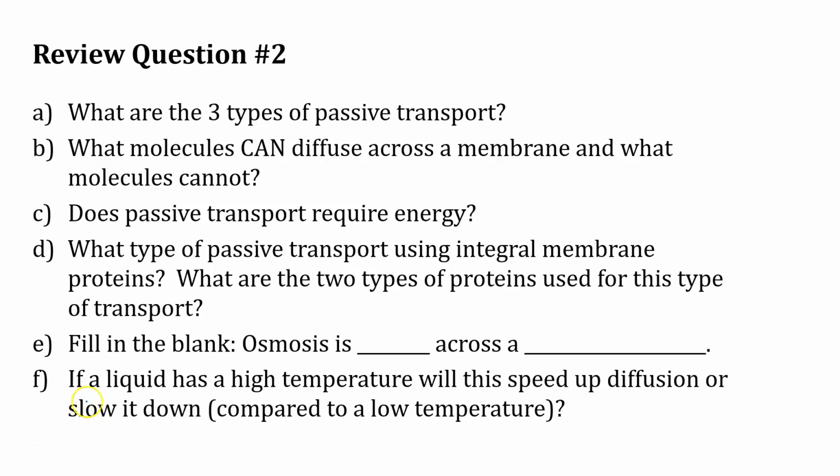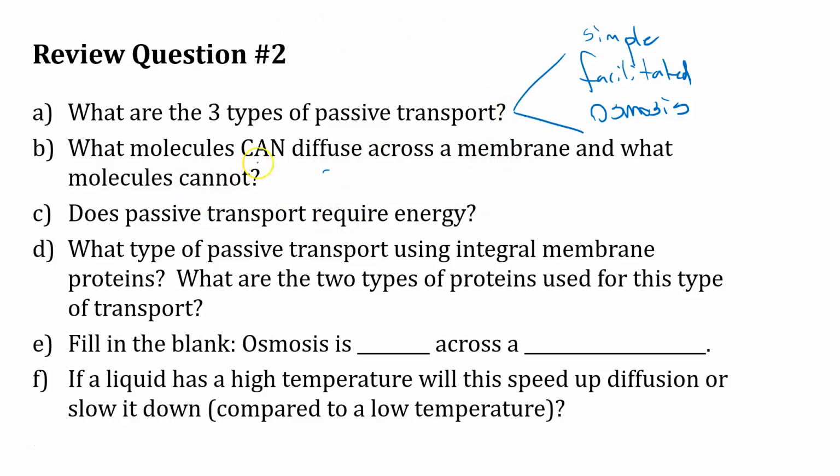All right, here are the answers. For the three types of passive transport, well, we have simple diffusion. We have facilitated diffusion. And we have osmosis, which is itself a form of diffusion, just special to water.